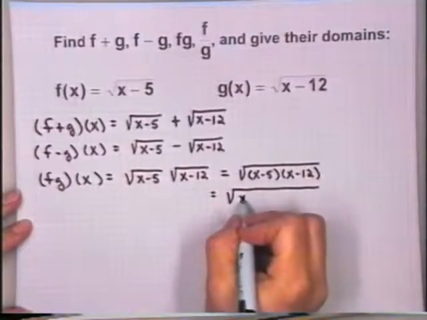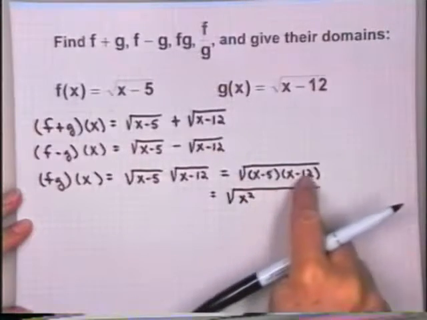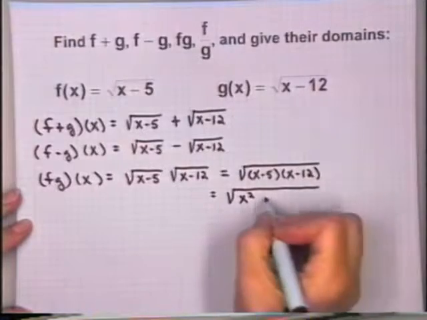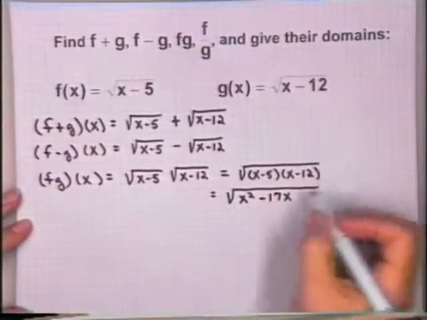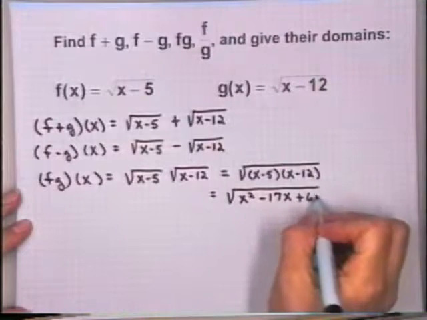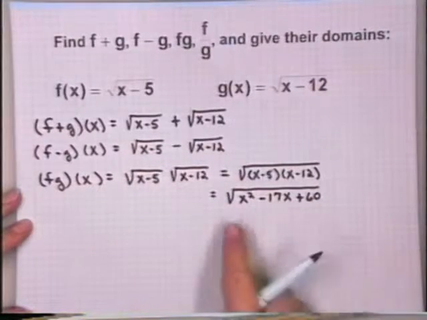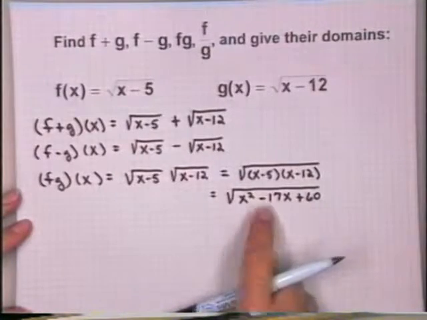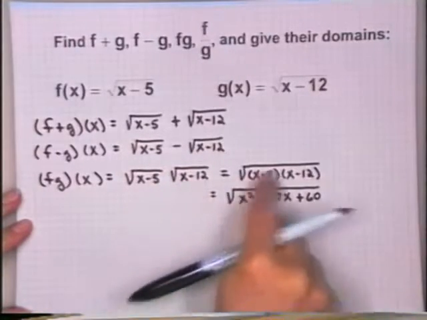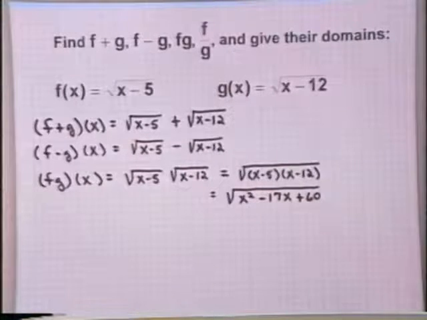X times x is x squared. I have a minus 12x and a minus 5x for minus 17x. And a negative times a negative gives me a positive 60 here. And so we might want to write this third function in this form. In this case, I can do something else to simplify because I can multiply radicals together.